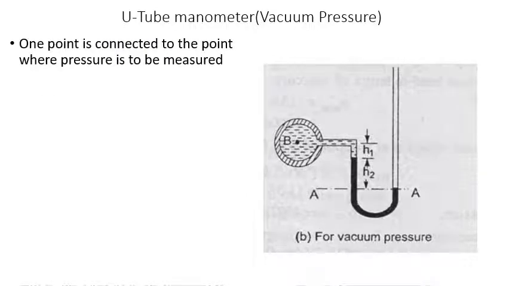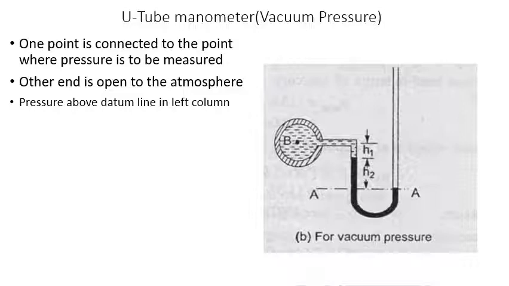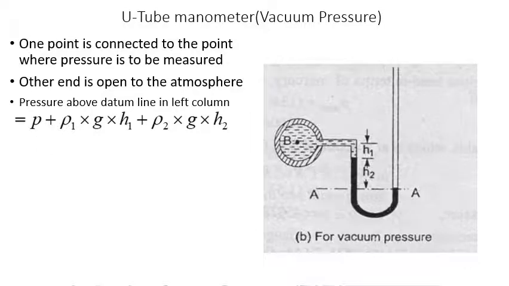One end is connected to the point where pressure is to be measured. Another end is open to atmosphere. The pressure above the datum line in the left column is, at point B, equal to the pressure at point B plus rho 1 into g into h1, that is the pressure for the height of h1, and the pressure head for the height of h2, that is rho 2 into g into h2.